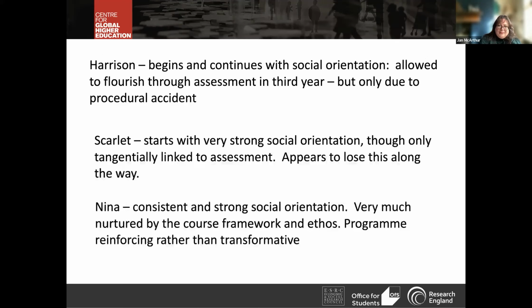And Nina has a consistent and strong social orientation. It's very much nurtured by the course framework and ethos at Samarium. But we could say, and not in a critical way, that the program is reinforced rather than being transformative. So Nina comes in with this view and she pretty much keeps it the whole way through. We don't actually see it change, which, as I say, is an observation, not a judgment.